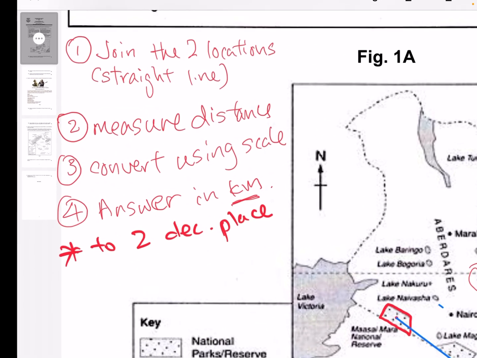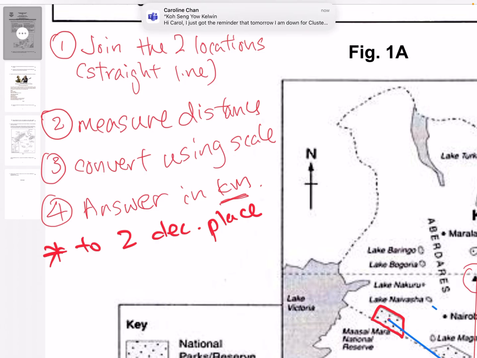So a few final notes. Remember, if you're doing this, join the two locations in a straight line, measure distance using a ruler, convert using the scale, and answer in kilometers up to 2 decimal places.